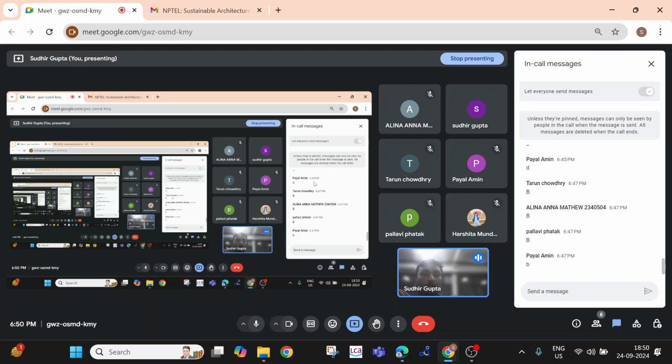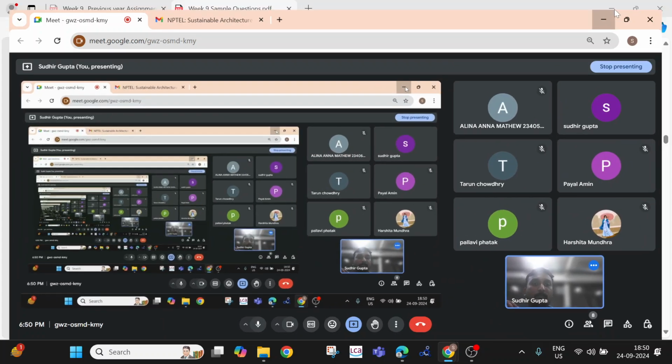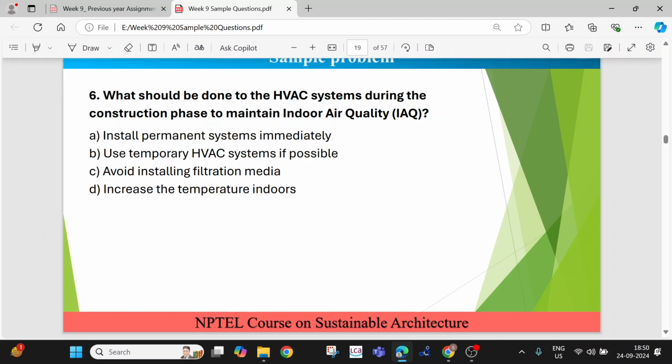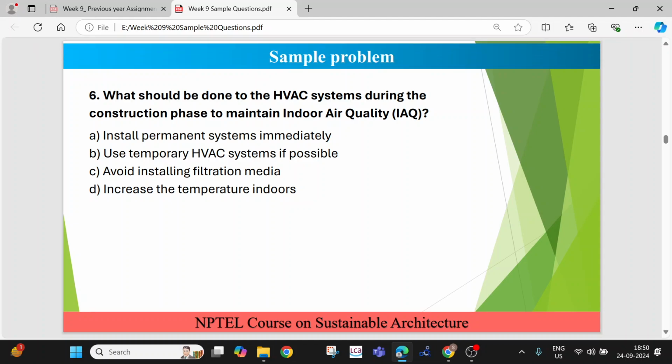So all of you have answered this particular question correctly. We will be using temporary HVAC systems in that regard. Why not permanent? Because option A tells that permanently installed HVAC systems should be avoided during construction, and temporary systems should be used.